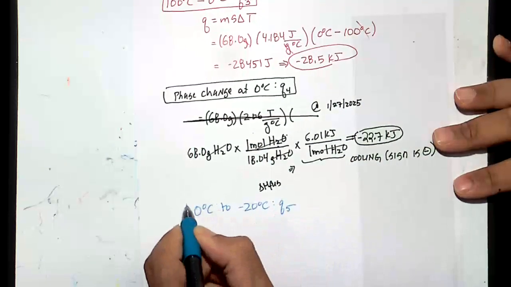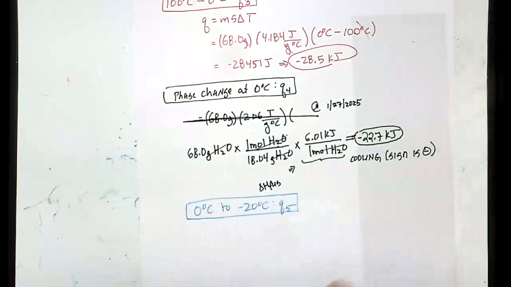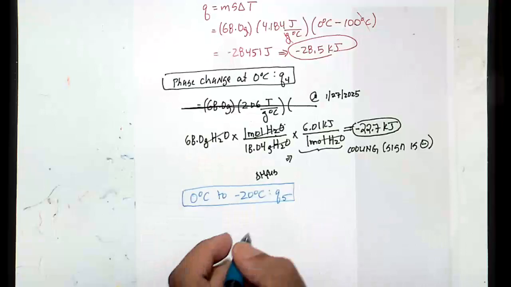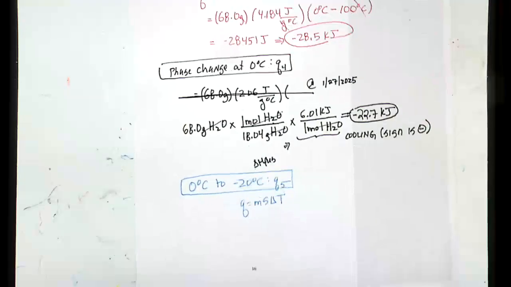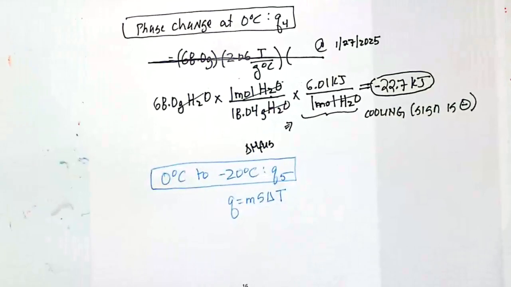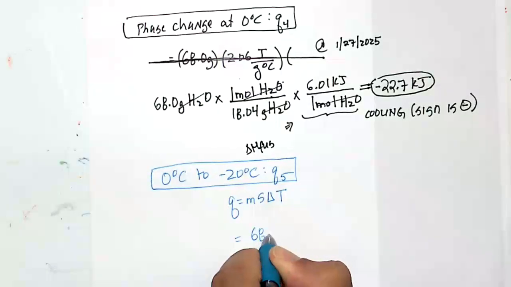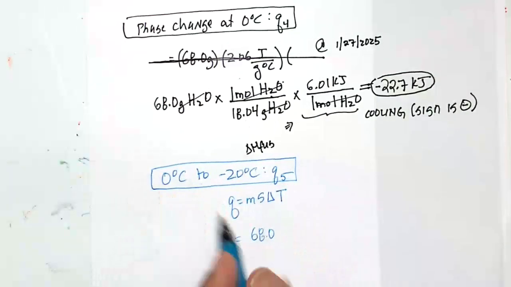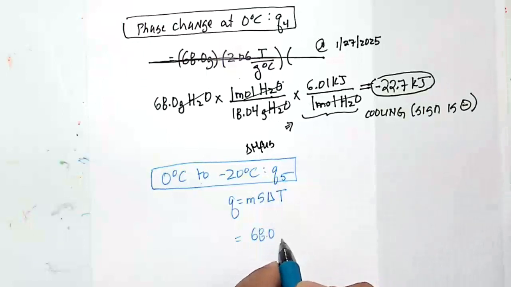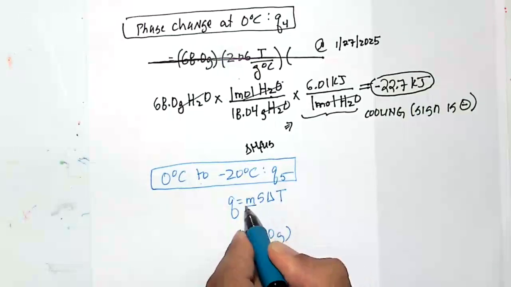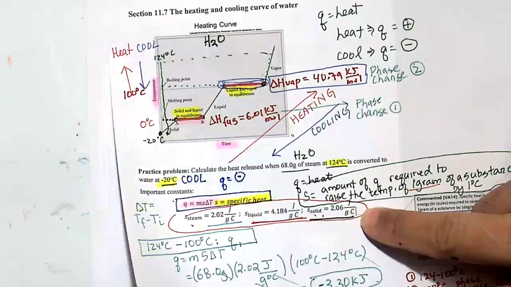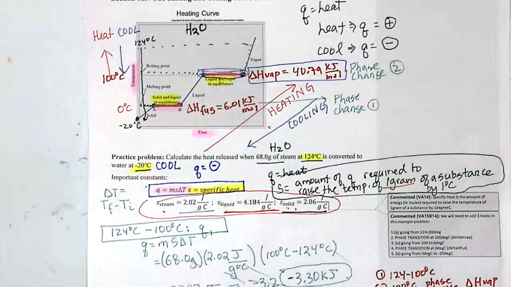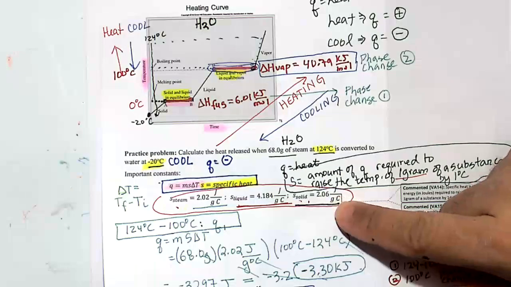All right, now we'll do this. Q equals m c delta T. Our mass here is 68 grams. It's no longer steam once it's at these temperatures in the cooling part. 68 grams is the mass. For the specific heat, we'll use the specific heat of water as a solid, because from 0 to minus 20 it's going to be a solid, and that's 2.06 joules per gram degree C.